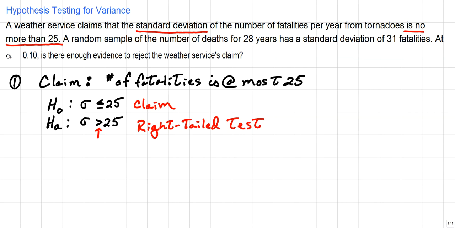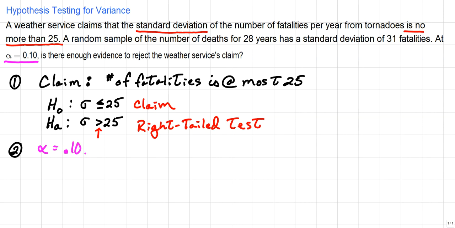So the next thing that we want to do is go ahead and identify the level of significance, alpha, and the degrees of freedom. In order to do that, we simply go into the problem, and we'll look at alpha being equal to 0.10. So alpha is equal to 0.10.